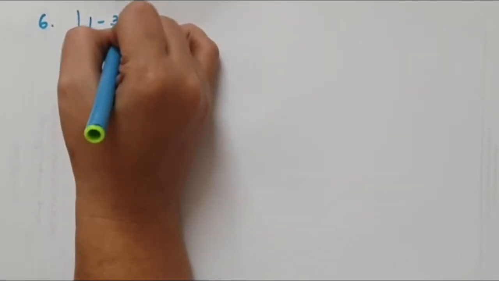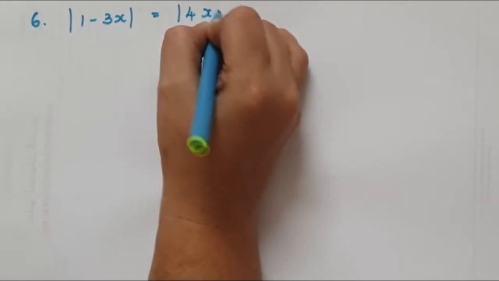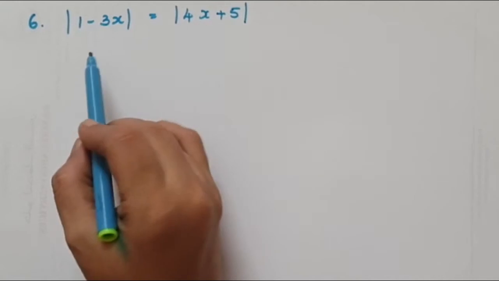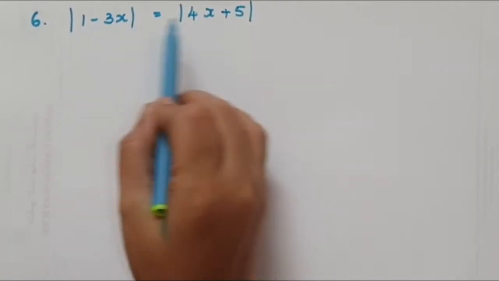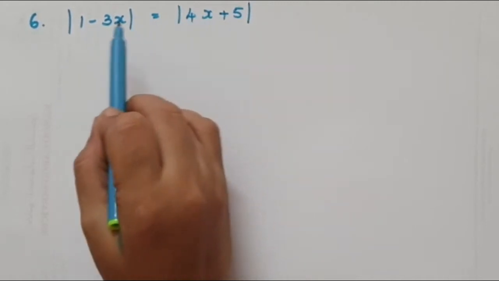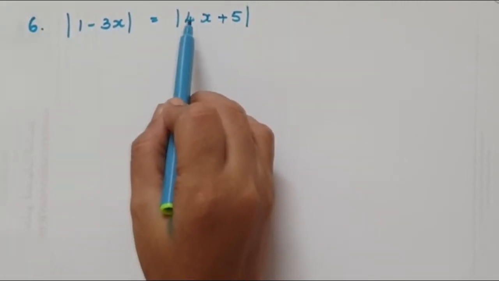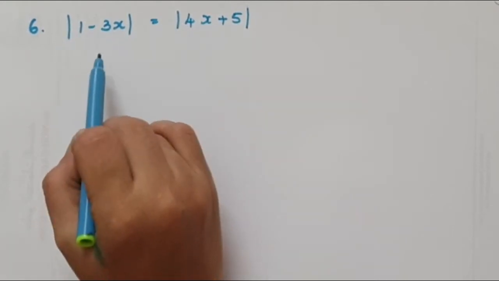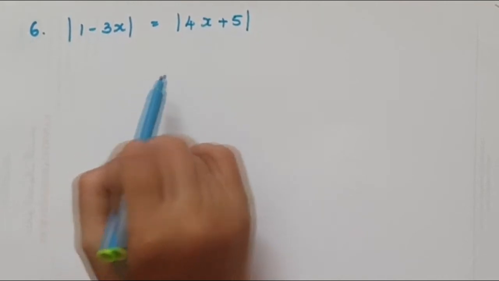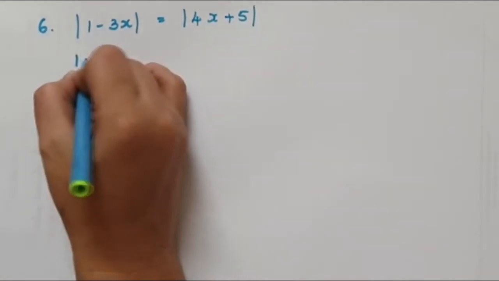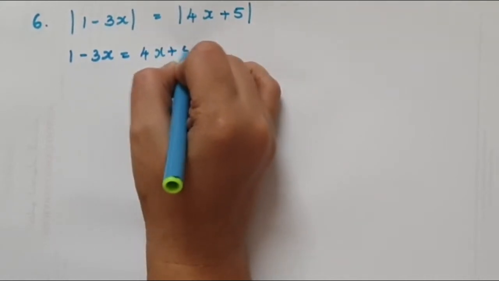Modulus of 1 minus 3x will be equal to modulus of 4x plus 5. Now when we solve these modulus functions, the possibilities are both can be positive, both can be negative, or this can be positive and that negative, or this is positive and this one will be negative. When both are positive and both are negative, it leads to the same thing. So we'll just write it as 1 minus 3x will be equal to 4x plus 5.